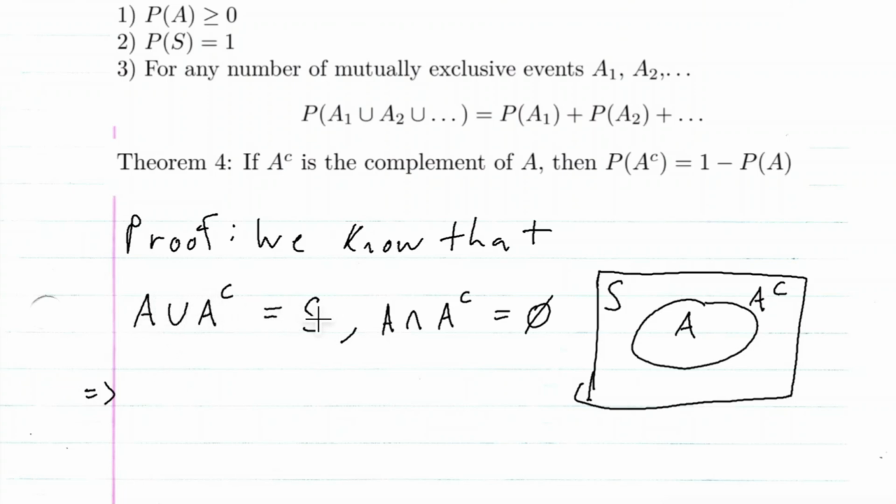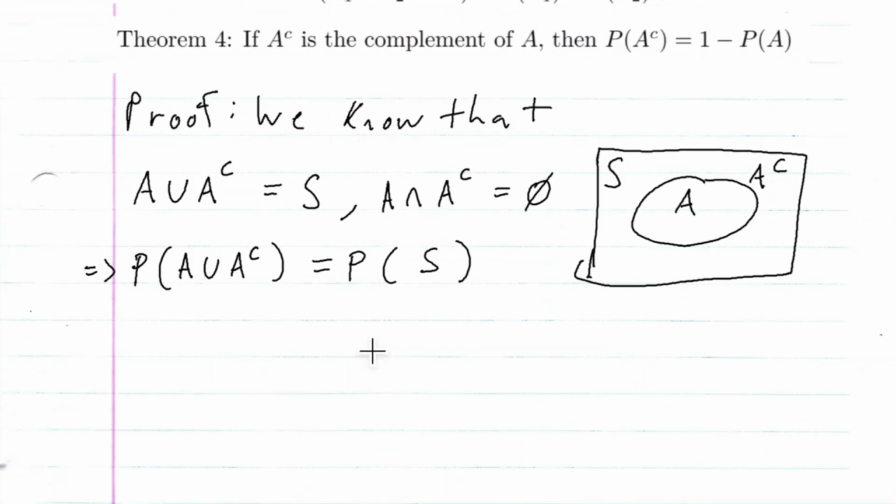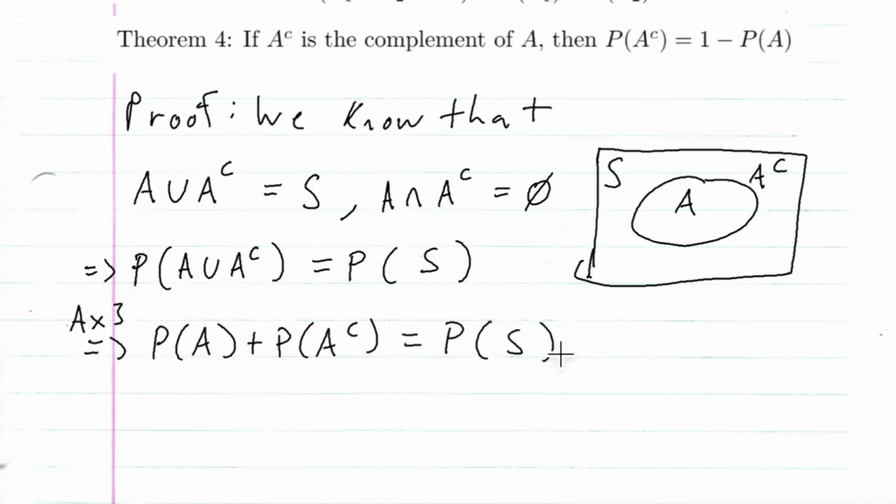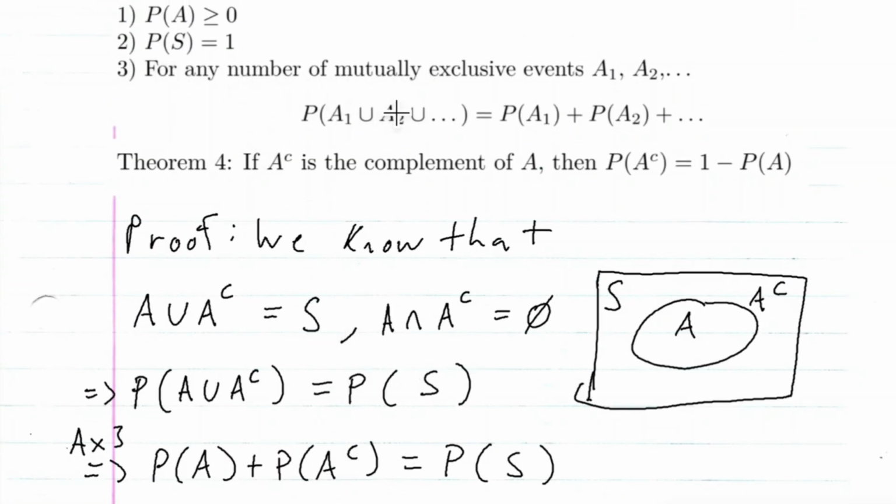So A union A complement is equal to S. This implies that the probability of A union A complement is equal to the probability of S. And then by axiom 3, I know that the probability of A plus the probability of A complement is equal to the probability of S, right? Since I know that A and A complement are mutually exclusive, I know the probability of their union is just the probability of that set plus the probability of that set using axiom 3, right?